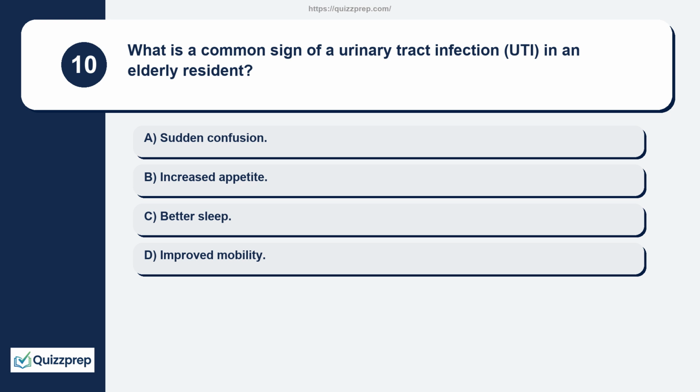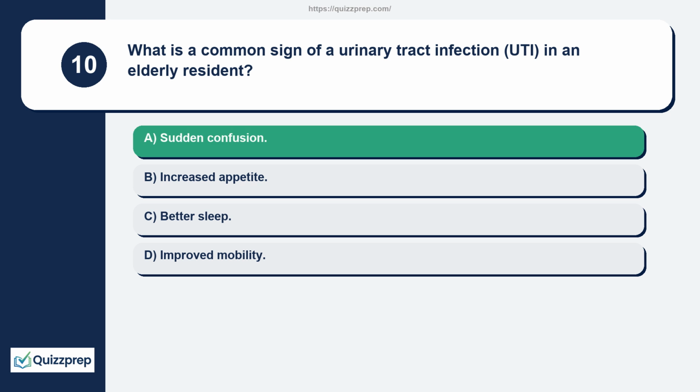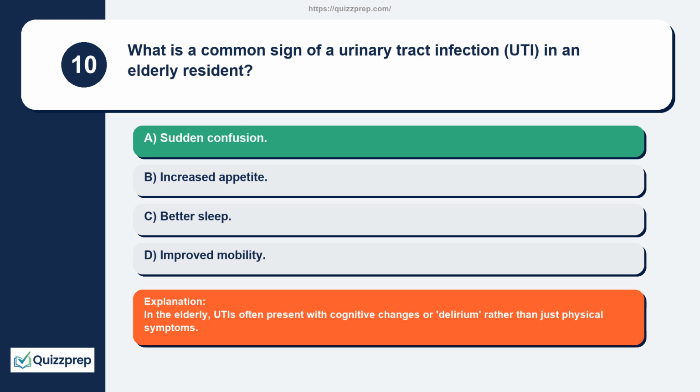Question 10. What is a common sign of a urinary tract infection, UTI, in an elderly resident? Sudden confusion, increased appetite, better sleep, improved mobility. In the elderly, UTIs often present with cognitive changes or delirium rather than just physical symptoms.